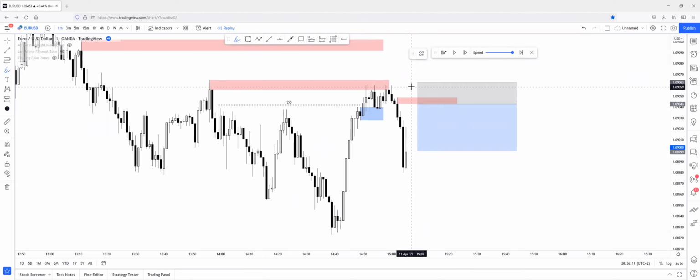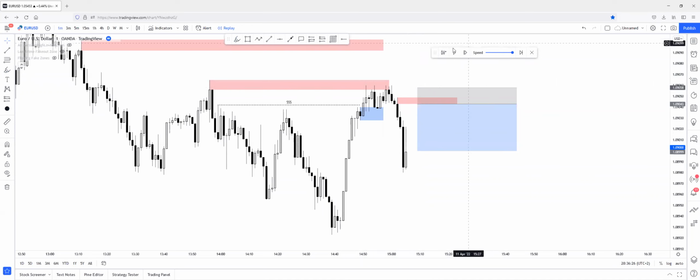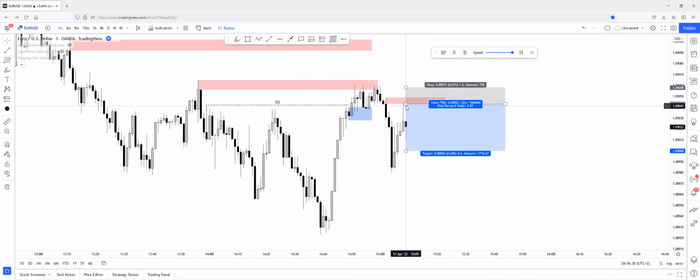So if I'm using the 1.5 pip stop loss, it will be swept if the liquidity sweep happens. If I'm using the 2-pip stop loss, it will be swept if the liquidity sweep happens. So it doesn't really make any difference. So let's just use the 1.5 pip stop loss in this case, and let's see what happens. We've been tagged in the trade. Yeah, it's a tag actually.